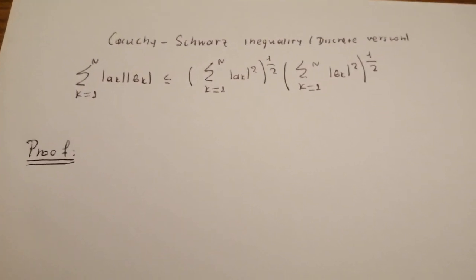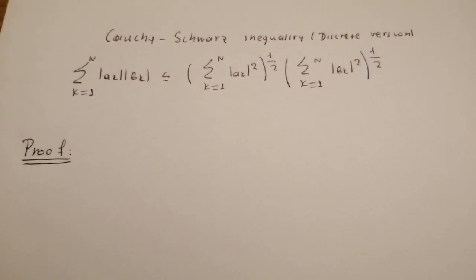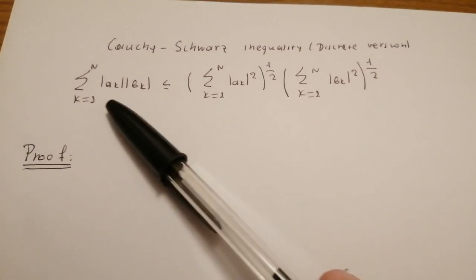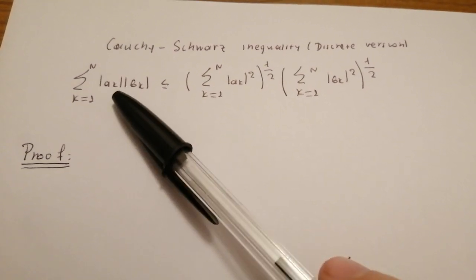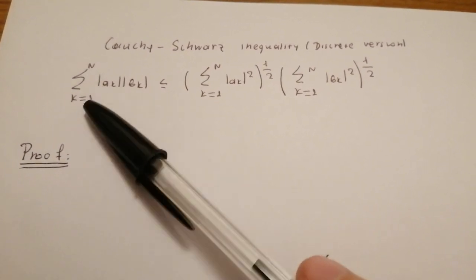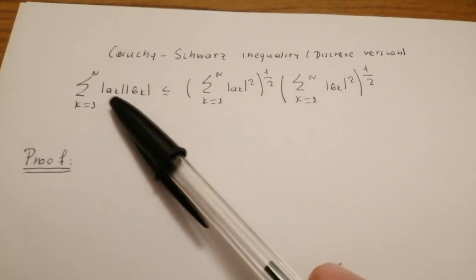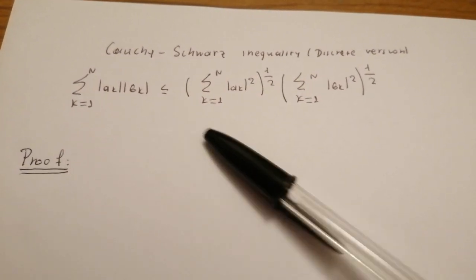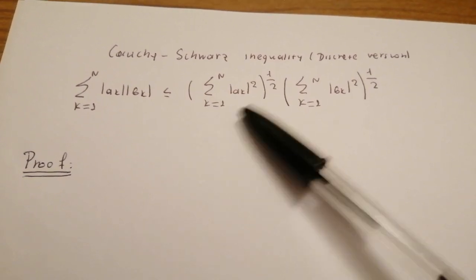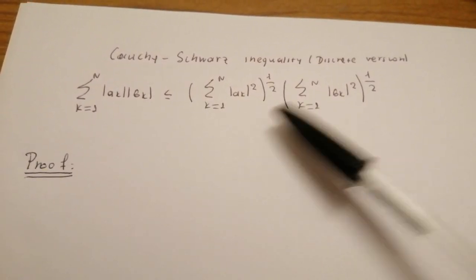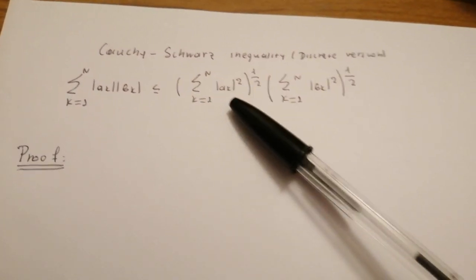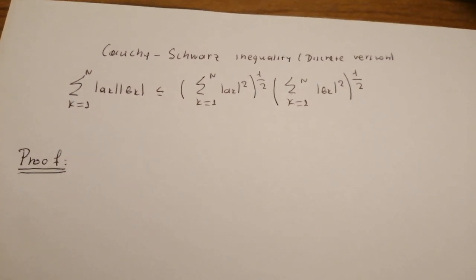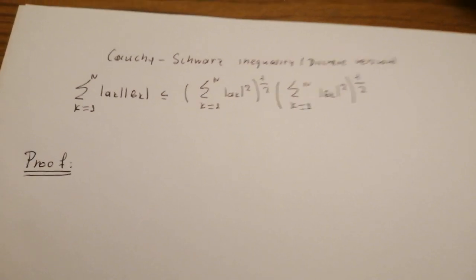In this video we are going to discuss the discrete version of the Cauchy Schwarz inequality, where on the left hand side we have the sum from 1 to n of the product in modulus of alpha k and beta k, k runs from 1 to n, and on the right hand side we just have the product of these two sums. We have the square root of the sum from 1 to n of modulus alpha k squared, times the square root of the sum from 1 to n of beta k squared.